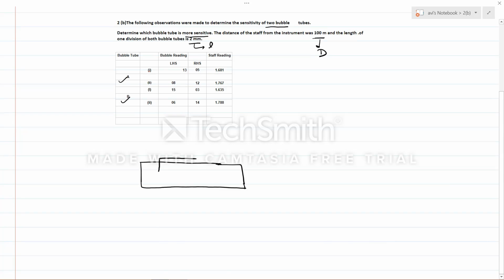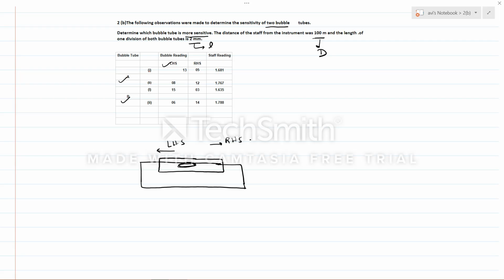And this box in this section, suppose, contains a bubble. This is its left hand side, the reading which has been given, and this is its right hand side. In the center, if the line of sight is horizontal, the center of the bubble tube is at center.